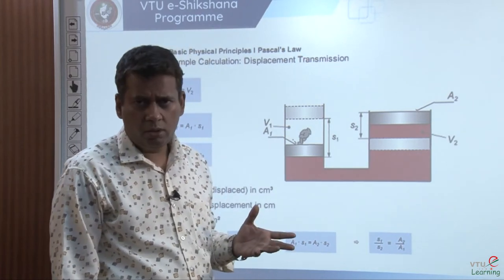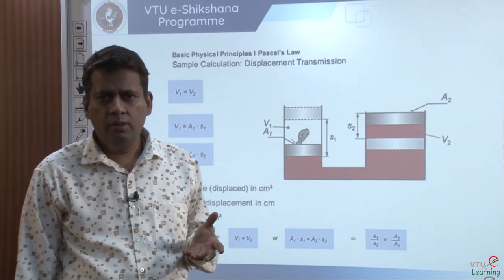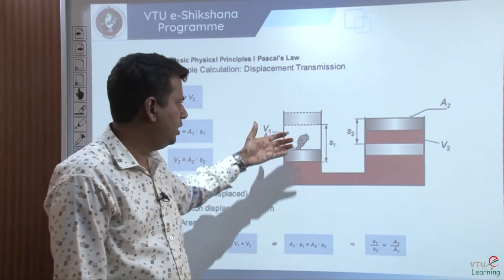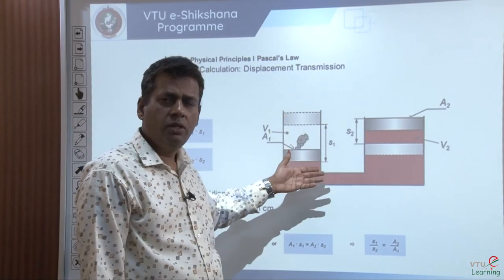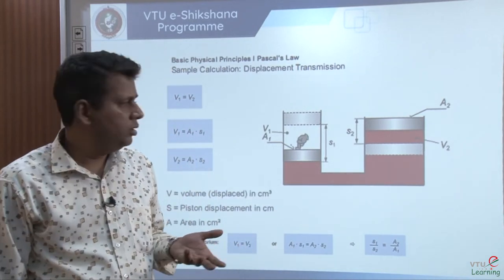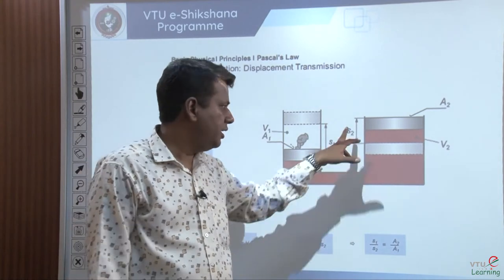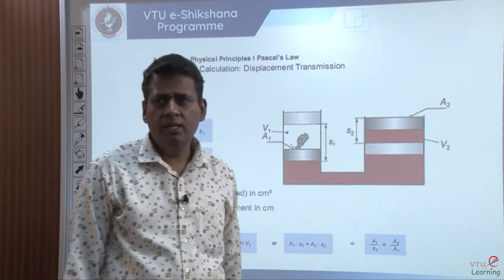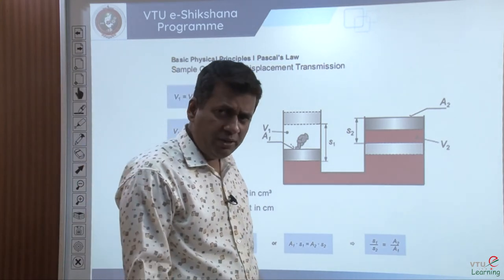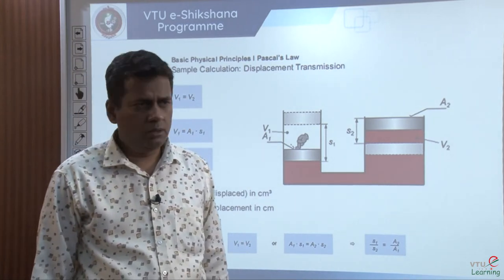So, what is a stroke? Stroke is nothing but the distance travelled from one position to the next position, right? The stroke is the initial position to the final position or any intermediary position. This is the stroke S1 associated with the first piston, S2 is the stroke associated with the second piston, right? Now we need to find the relationship between force, area and stroke.